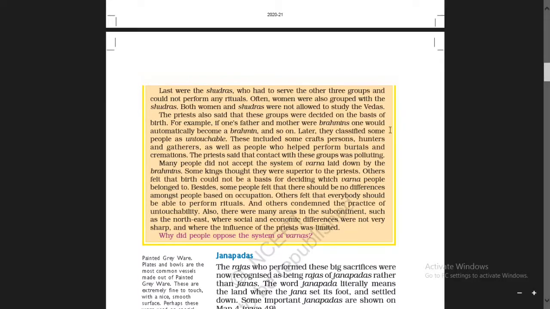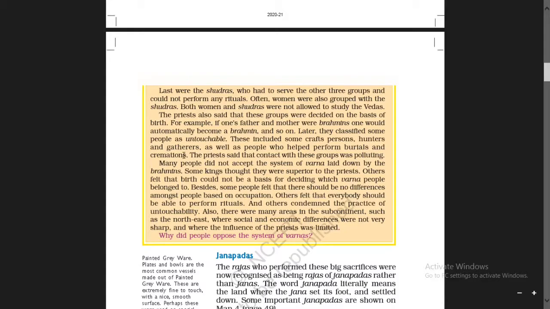Later, they classified some people as untouchable. Untouchable means those who are not allowed to touch everything, every place. This included some craftspersons, hunters and gatherers, as well as people who helped perform burials and cremations.